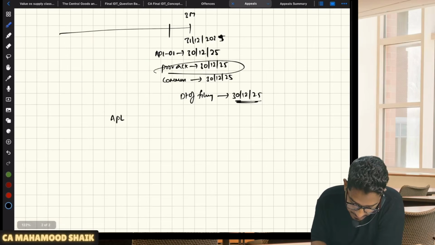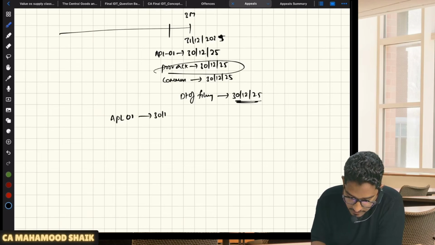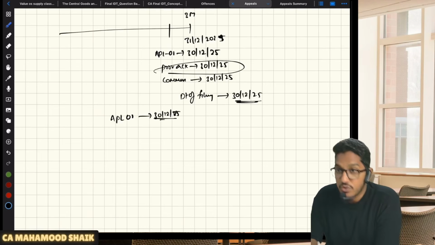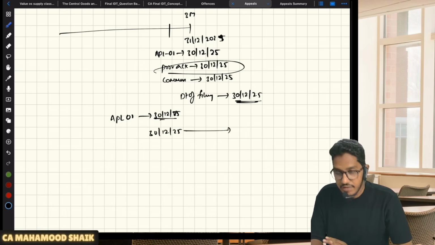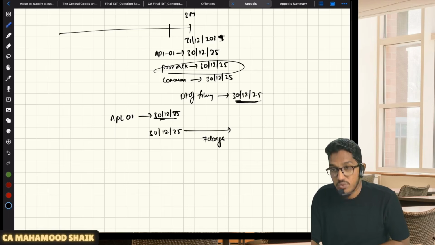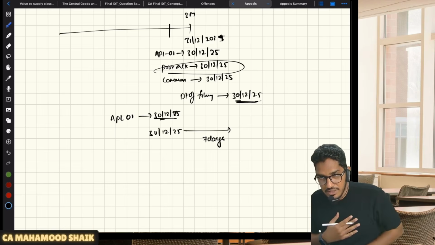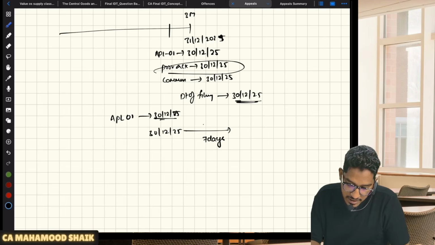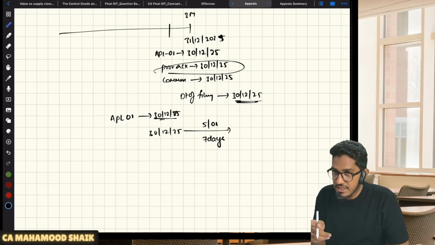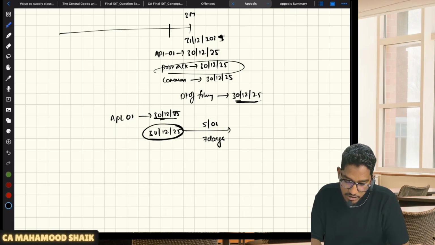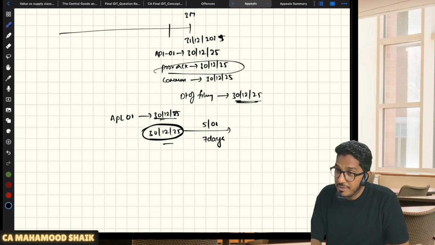You filed your appeal APL 01 on 30th of December 2025. You don't have the copy of the order. Then what are they telling? Within 7 days. Immediately a provisional acknowledgement will generate on 30th of December only. What you do is, within 7 days you submit that self-certified copy of that statement. Let us say I am submitting it on 5th of January. Within 7 days or not? Yes. Then they will consider the date of provisional acknowledgement as the date of filing appeal. So did I file the appeal within time? Yes. Will my appeal be considered? Yes.